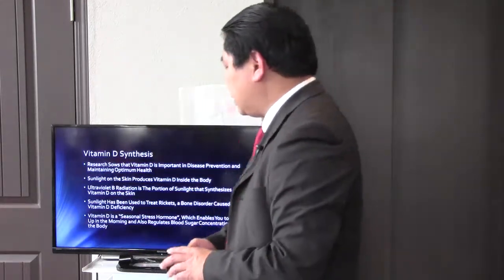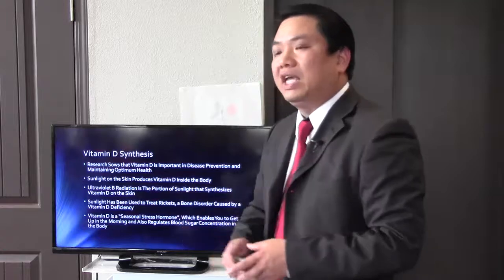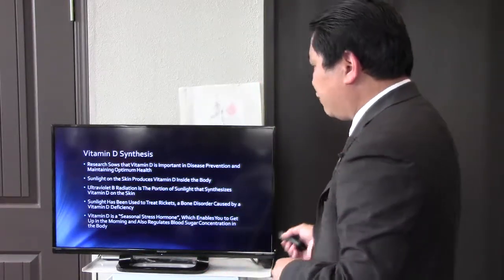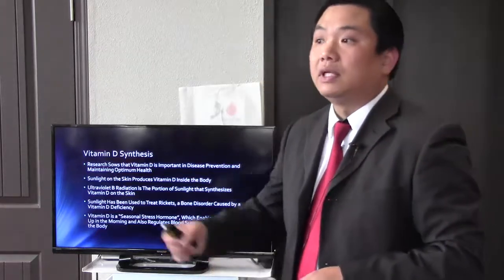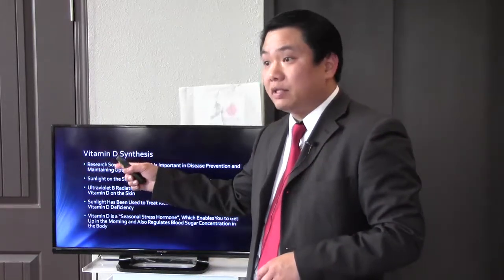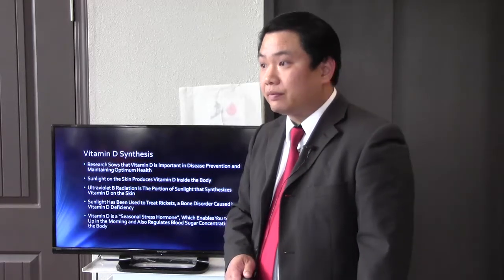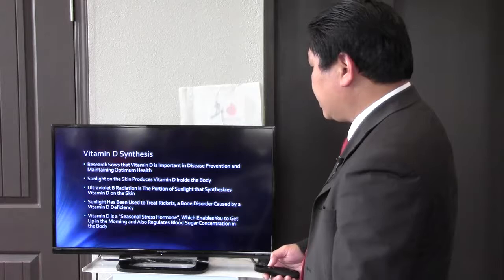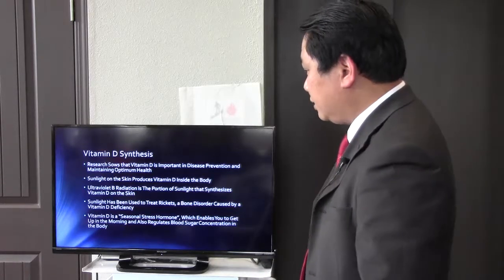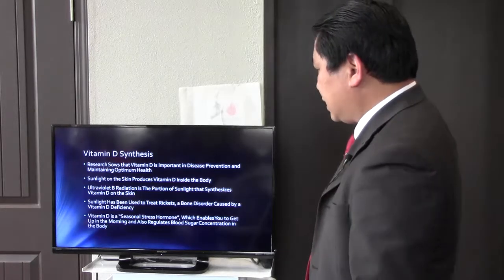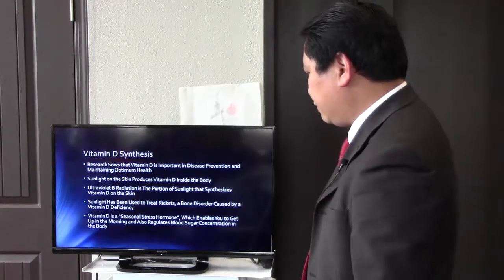Synthesizing vitamin D is a big topic. Why is vitamin D so popular? Because it's easy to detect now. The blood test just detects it. So the research has shown that vitamin D is very important in disease prevention and maintaining optimal health. It has a lot to do with the immune system. Pretty much every cell in the body has vitamin D receptors. So the sunlight on the skin produces vitamin D inside the body. Ultraviolet B radiation is the part of sunlight that synthesizes it. We already know about that.